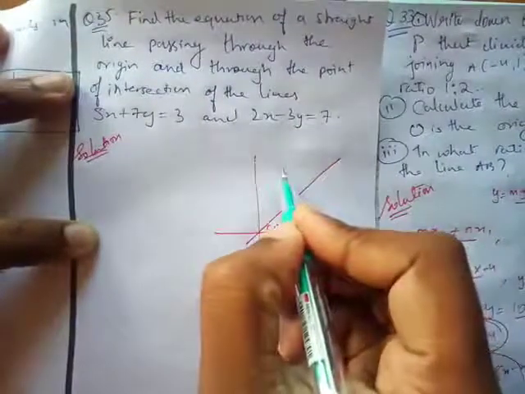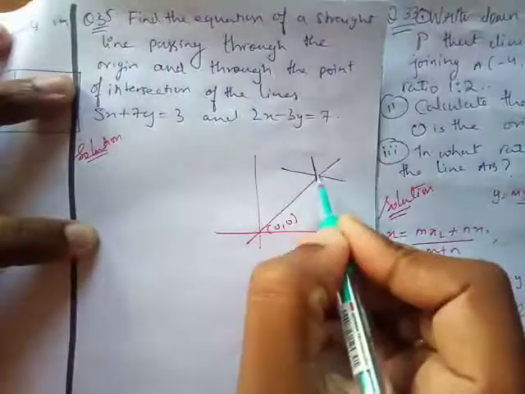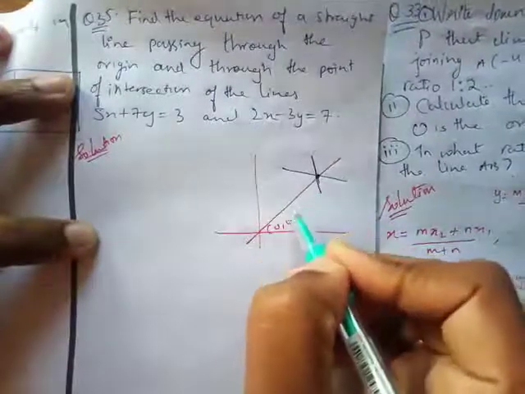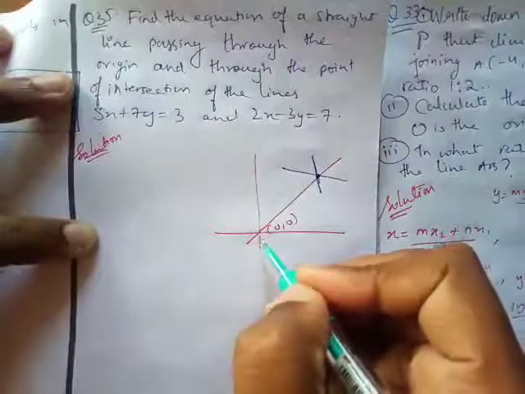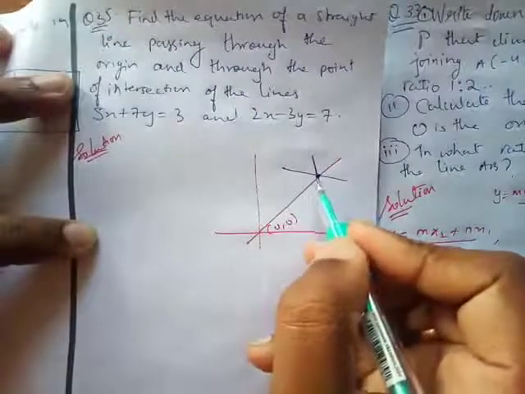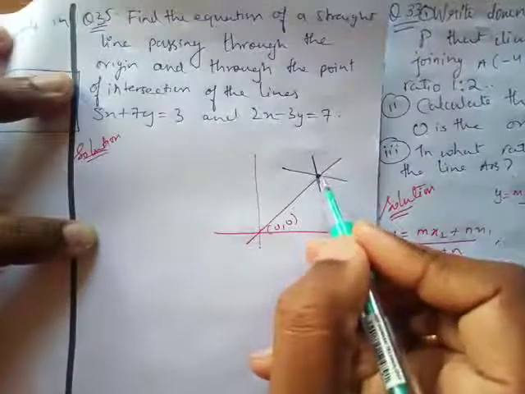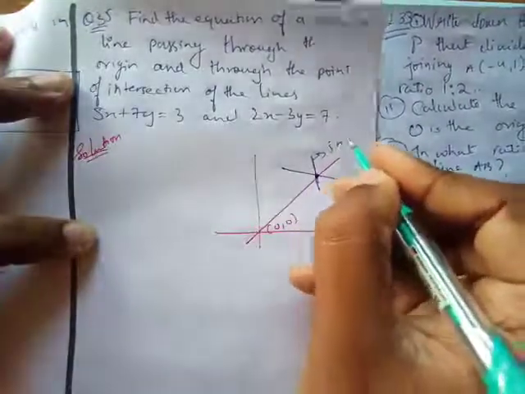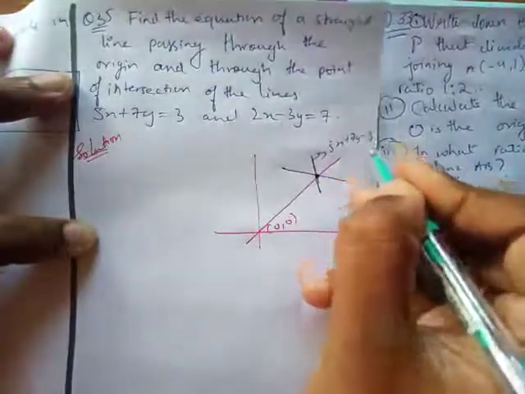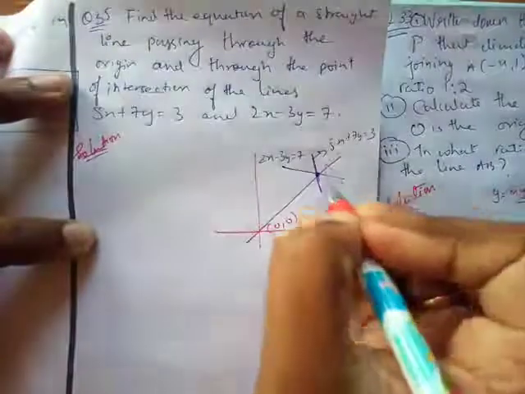There are two other lines, this one and this one, and wherever the two lines meet each other, this line is also passing through that point. So I know 2 points. One is the origin, the other point is the intersection of the other two lines. The equation of this line is 5x plus 7y equals 3, and the equation of this one is 2x minus 3y equals 7. So I'll find this common point.